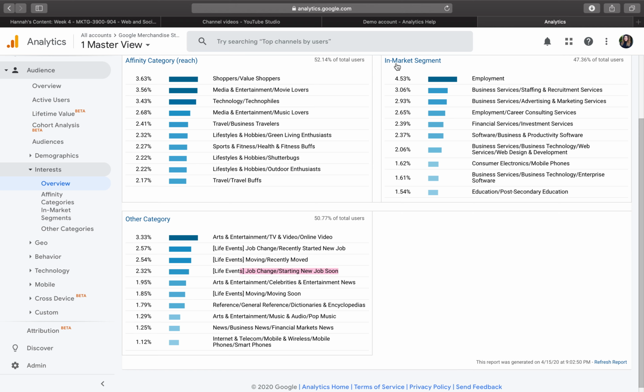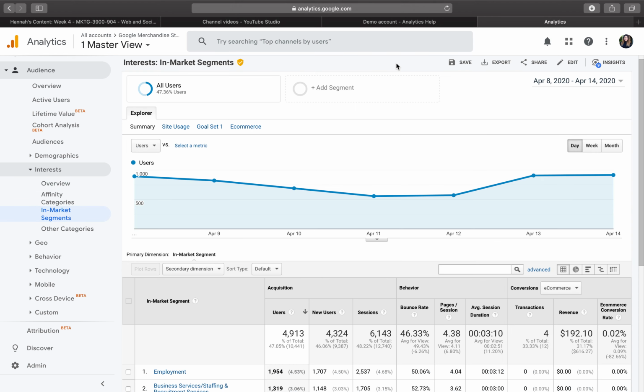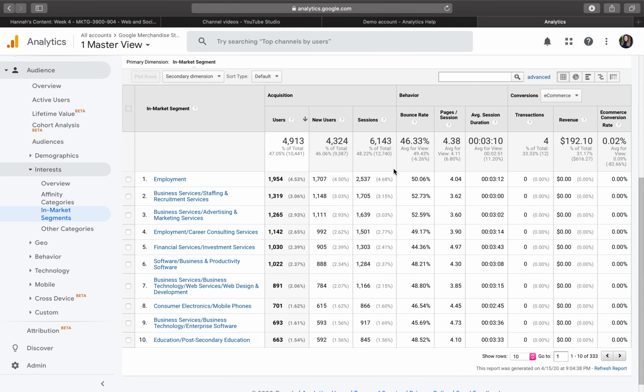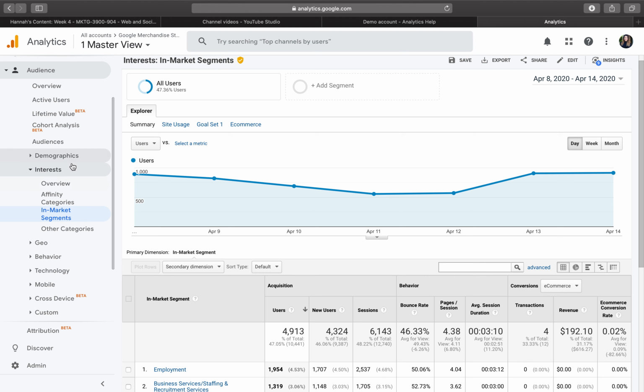Now I want to look at the in-market segment, so go ahead and click on this one. You can see that this will pull up this really awesome chart, which falls under interest, in-market segment. And it's not all users. If you notice, it's only 47.36%. That is taking April 8th to April 14th, which is 4,945 users out of the 10,441 users that they've had this week.